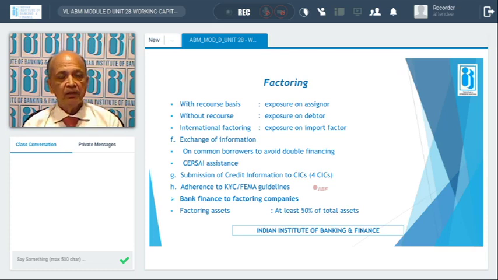And the income should not be less than 50% of the total income of the particular entity. That is, at least 50% of the total assets should be from factoring business, and the income accounted should not be less than 50% of the total income. These are the conditions to be fulfilled. Then the banks can finance the factoring companies also, the factoring entity, that is mostly the NBFC factor.